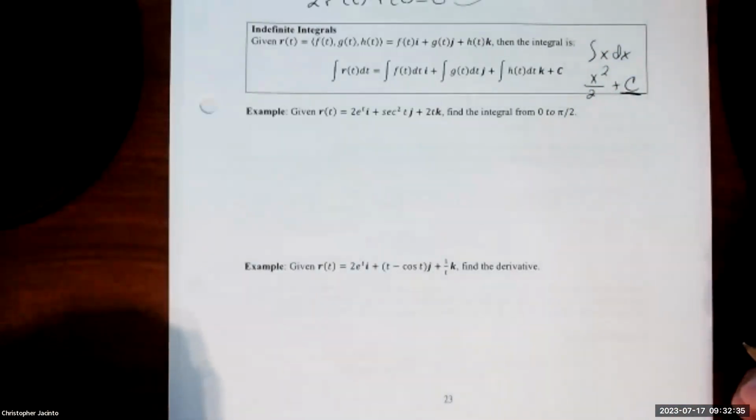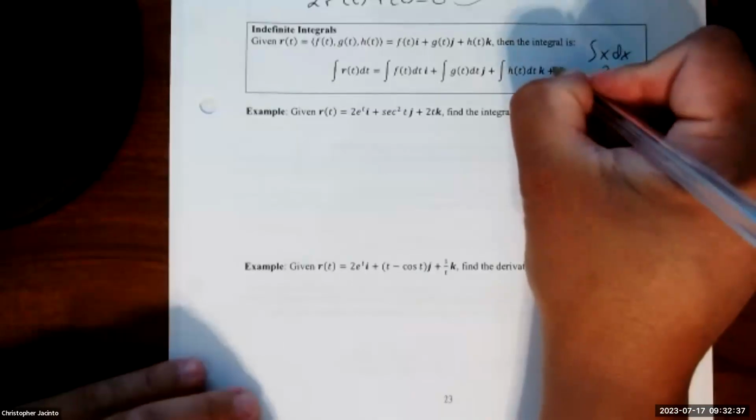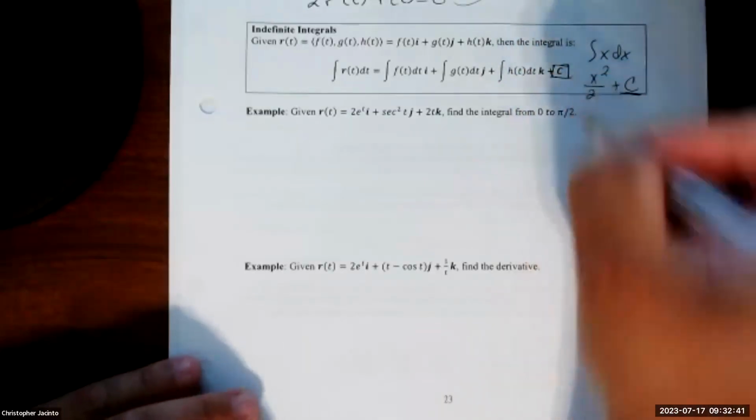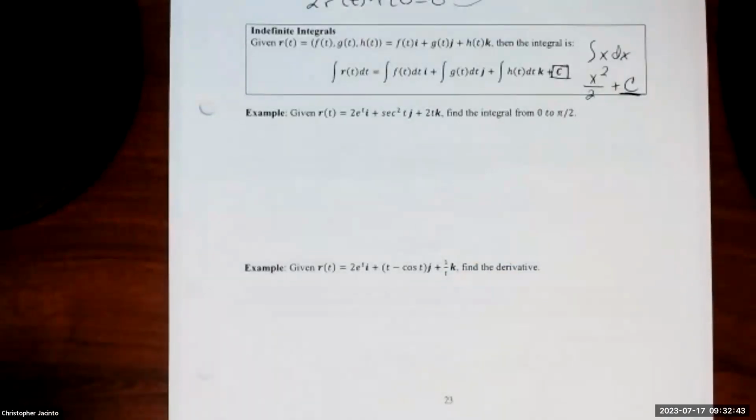So the same thing applies with the integration of a vector. We're going to add plus c at the very end to signify there is a constant vector being added to it, unless given initial conditions, or in definite integrals. But in indefinite integrals, we'll always have that constant at the very end. Okay.